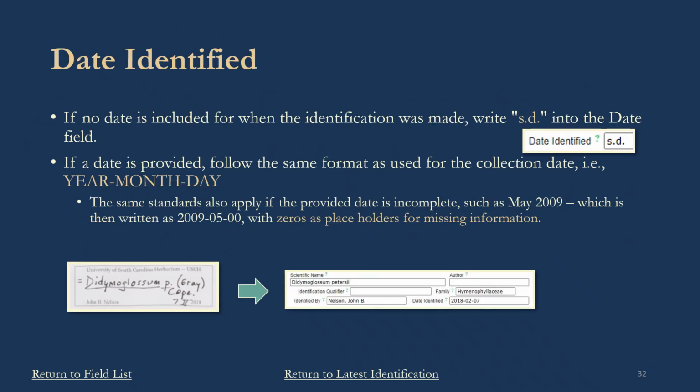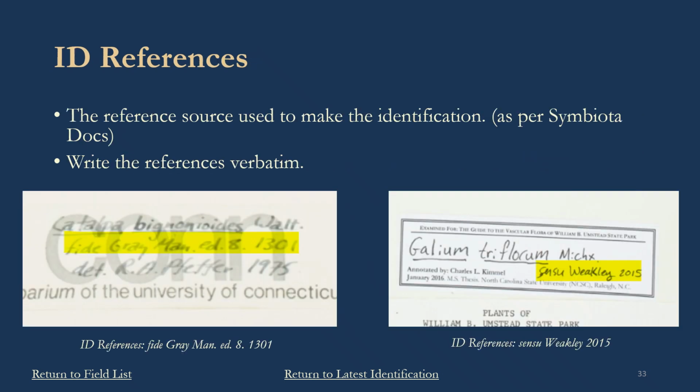When the label does specify the determiner, we also still include original date on label, again in the ID remarks. The date identified field follows the same format as the main date field, that is, year, month, day. If no date is given, enter S.D. into the field. If the date is incomplete, use zeros as placeholders as we have shown before. For example, May 2009 would become 2009-05-00.